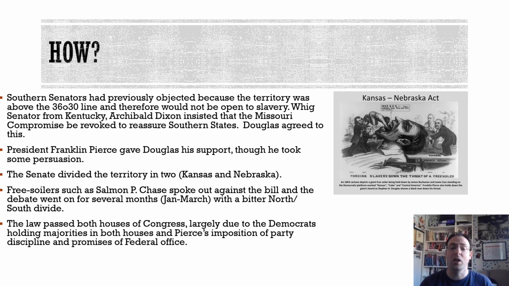And eventually, the law passed through both houses of Congress, largely because the Democrats held majorities in both houses, and Pierce imposed party discipline and used the promise of federal office and things like that to shove it all through. And so it passes.